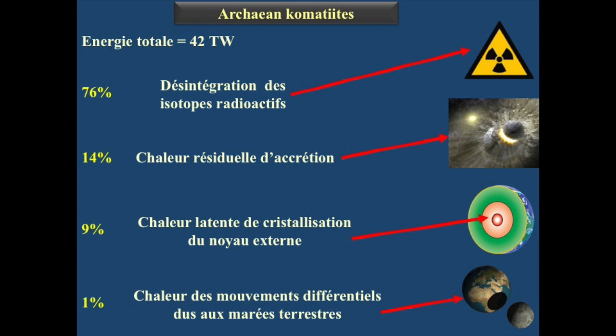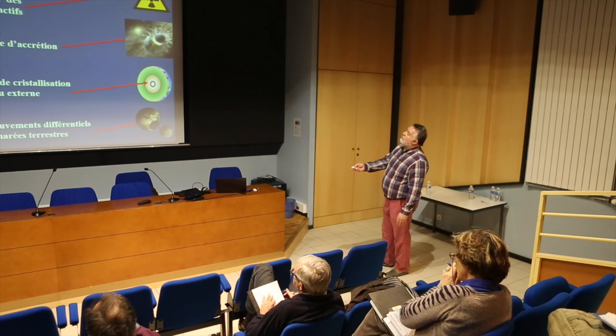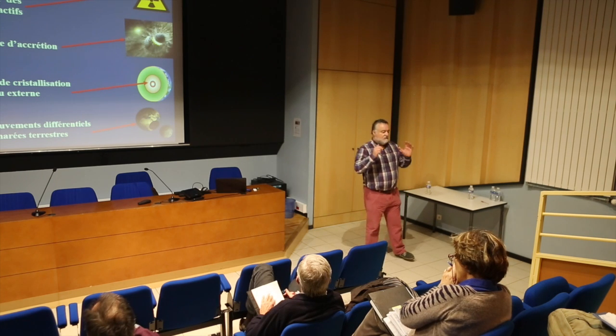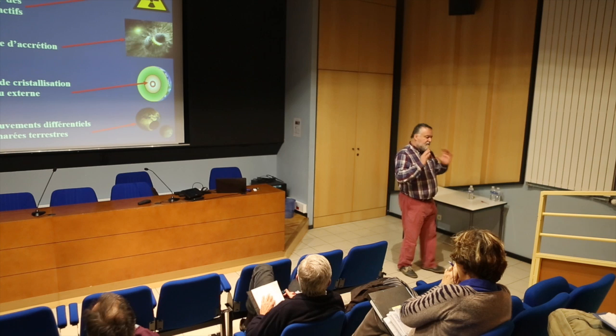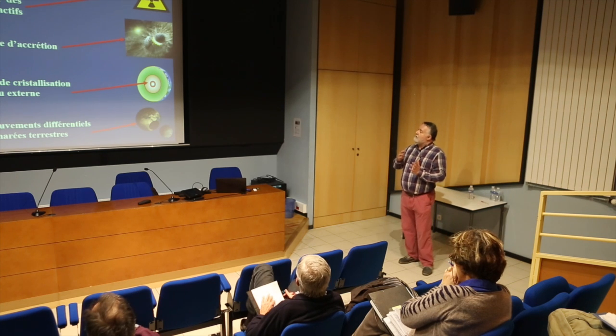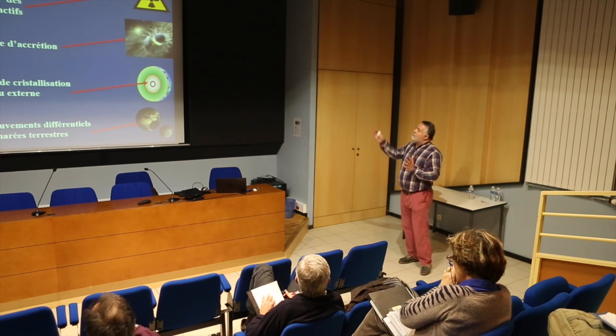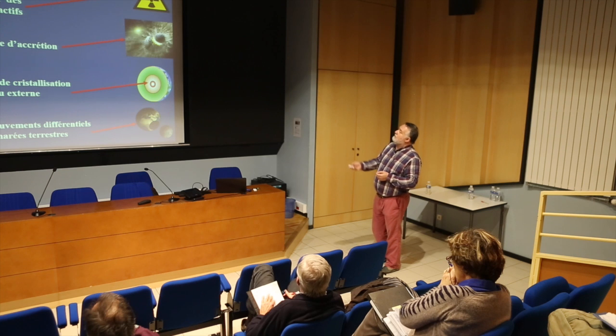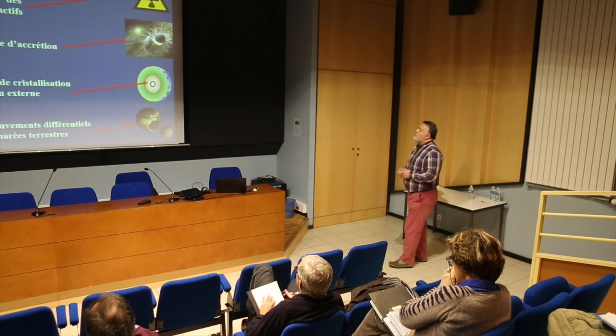For instance, the radioactive elements produce heat because they decay, but the amount of radioactive element decreases, of course, in the course of time. The same for the residual heat of accretion. So the Earth received this heat at the beginning, and since the beginning the Earth has lost this heat. So the amount of this heat decreases in time.